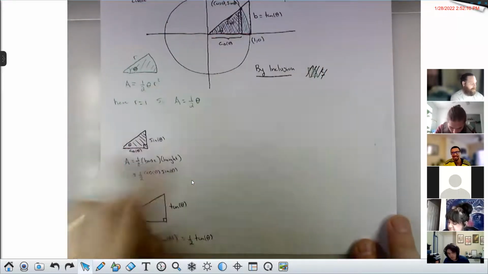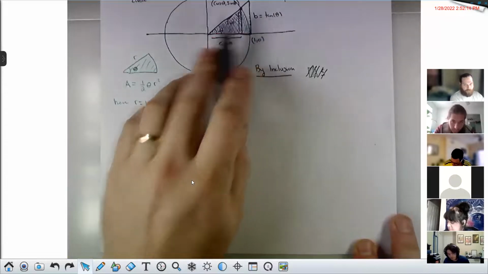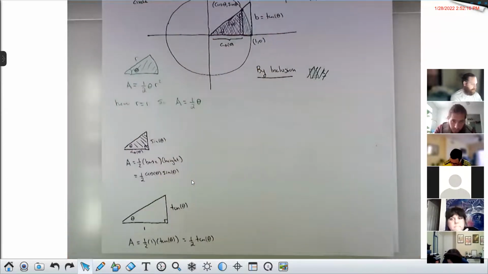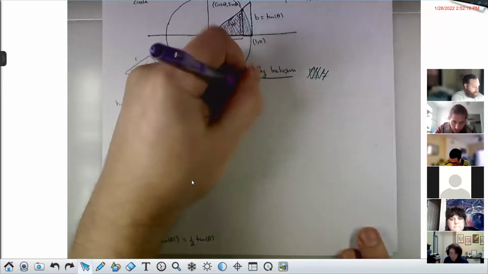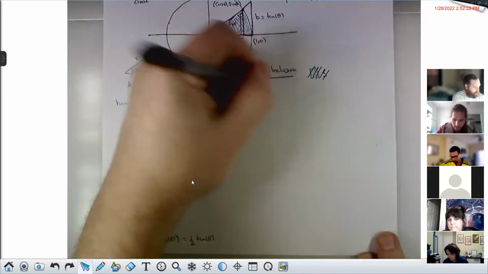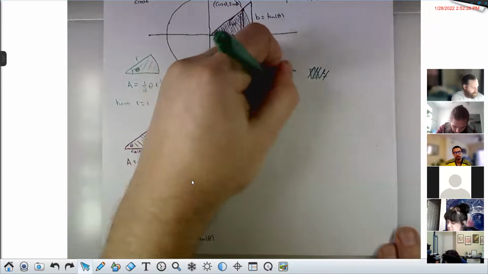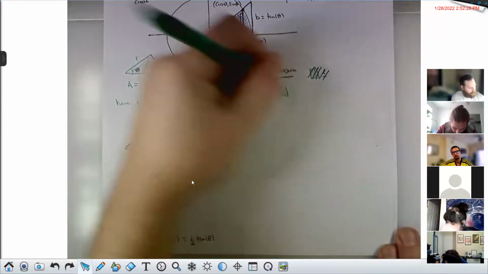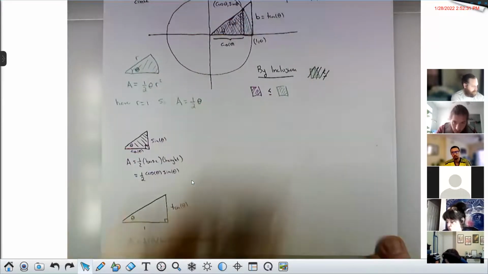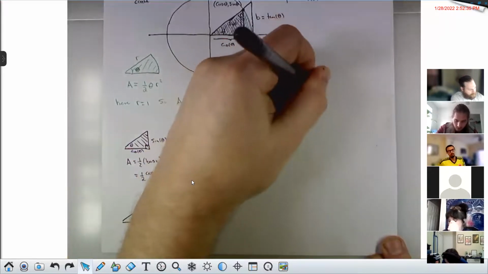By inclusion, right, the smallest one is the purple one. It fits inside the green. And then both of those fit inside the big guy. So sorry, by inclusion, the purple area is less than or equal to the green area, which is less than or equal to the unshaded area, the area of the big triangle.